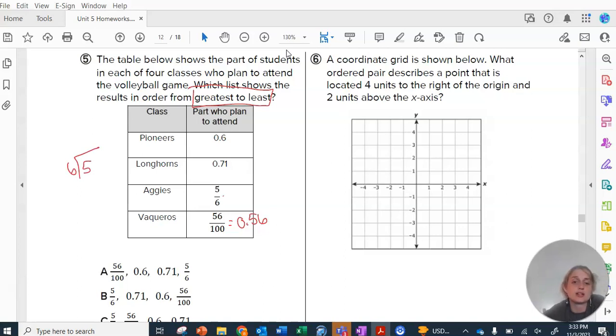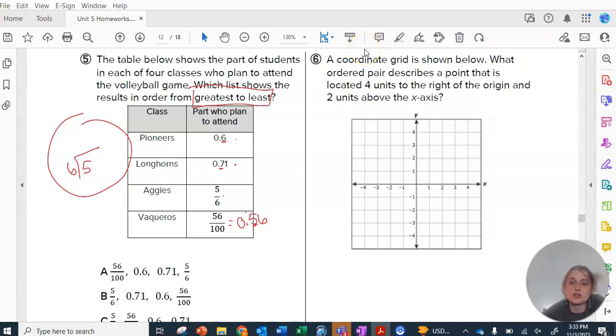And then you're going to go from greatest to least, which means that you are looking for the biggest number first. Just by comparing these 3, and maybe 5/6 is going to end up being the greatest, but just comparing these 3, I look at the tenths place, the tenths place, and the tenths place. Just between these 3 options, the Longhorns is the greatest, and the Vaqueros are the least. You need to actually figure out what this decimal is before you can really make your list because we're not sure what that number is yet.